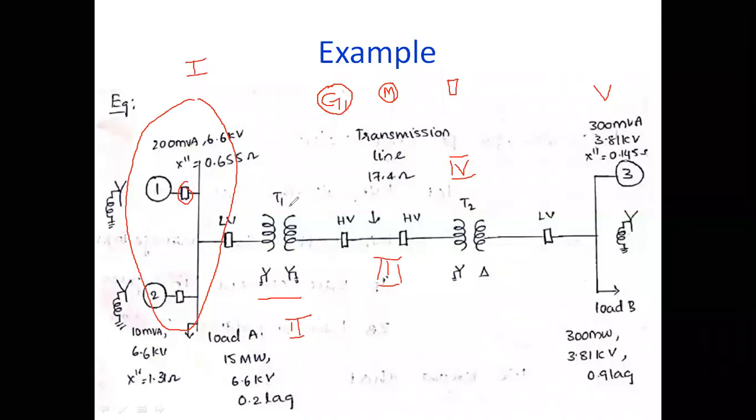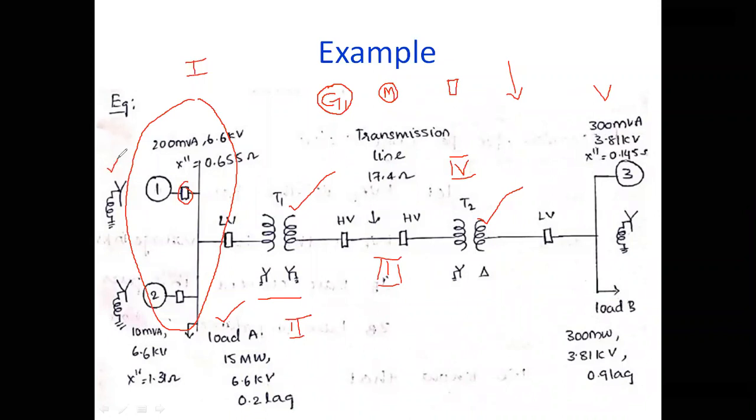Now the transformers representation is this one. The static loads are represented with a line and an arrow. So whenever we represent this arrow, obviously that is a load. So in section 1, you will have 2 generators connected, and you will also have a load connected in section 1.